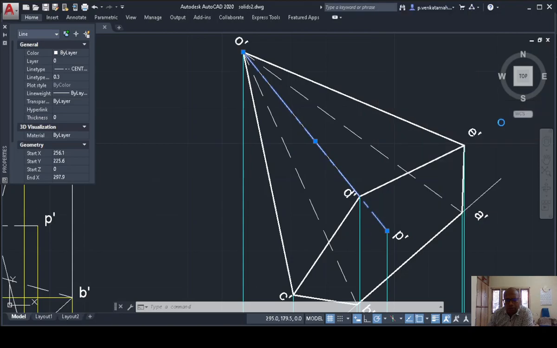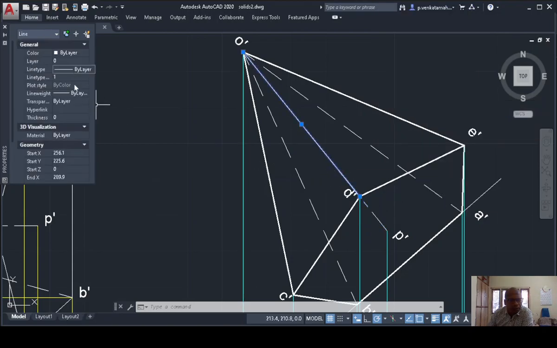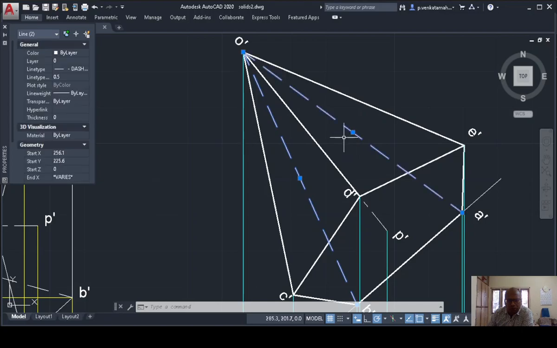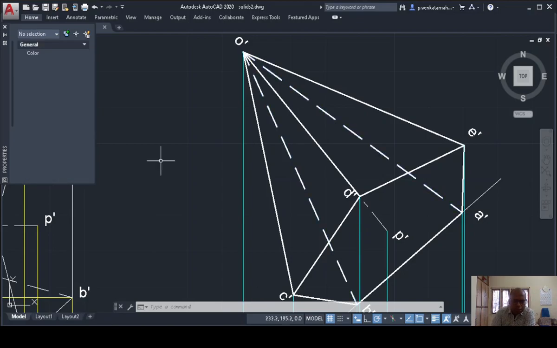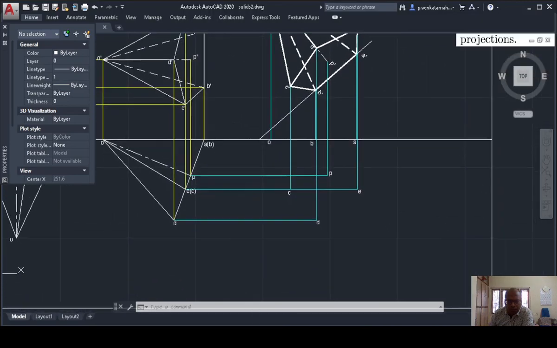Okay, make it go back. Then I can select the front one and make it 6. So this is the 6 line. Now these two lines also I can give thickness. So this is the front view, final front view. Similarly, I can draw the final top view.